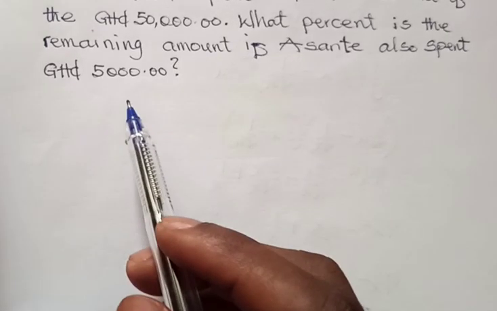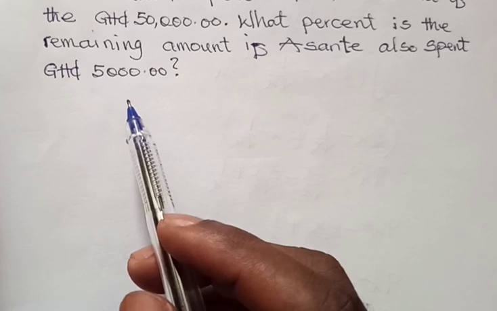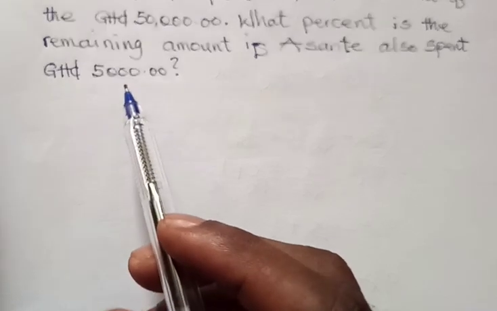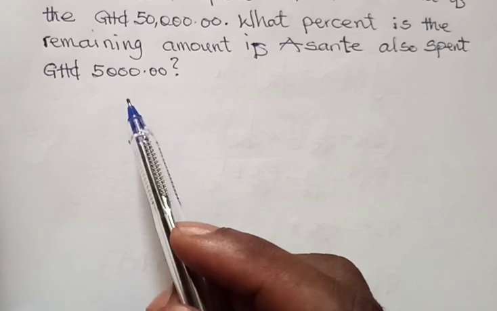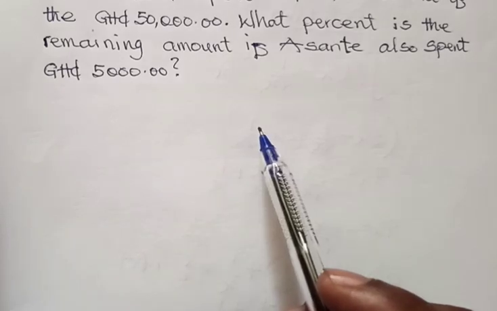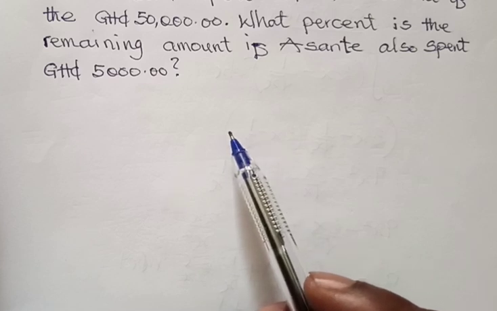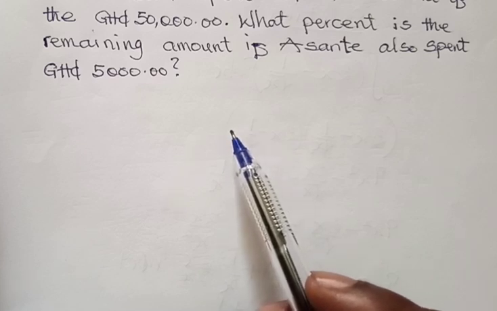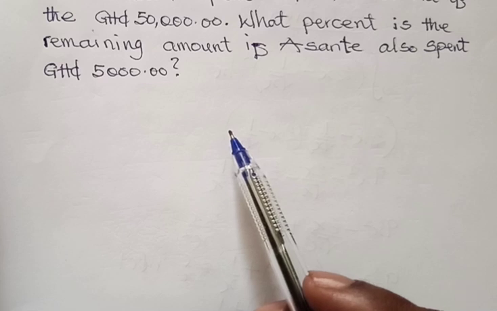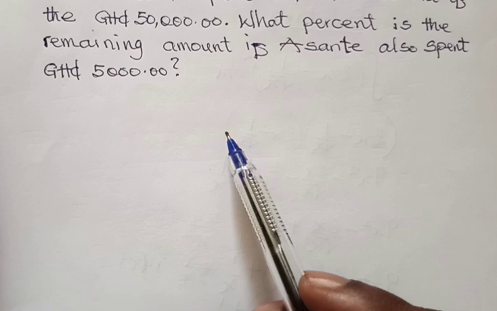Now in our second question, it read as: Amwa spent 25,000 Ghana cedis out of the 50,000 Ghana cedis. What percent is the remaining amount if Asante also spent 5,000 Ghana cedis?